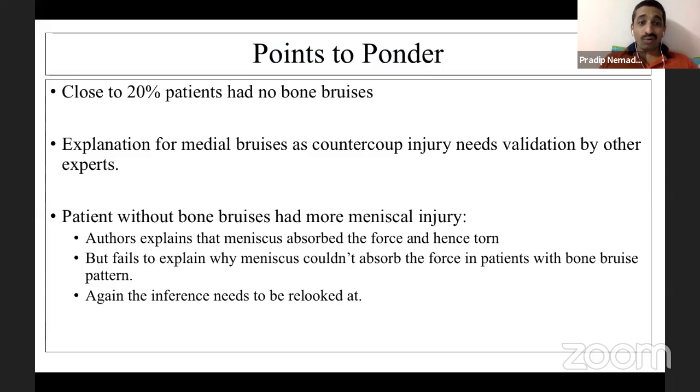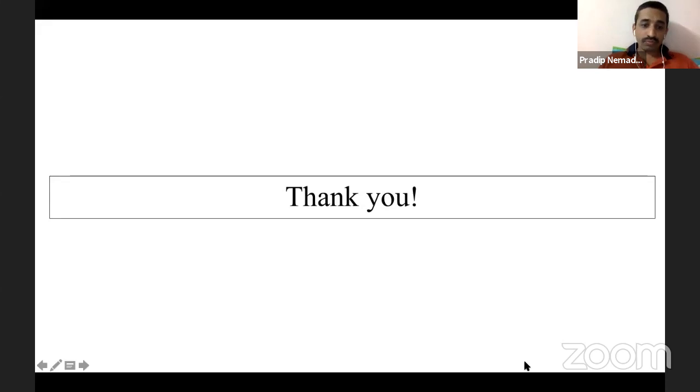Means whether that counter-coup injury can cause a medial bruise or not, or it is just a different mechanism of medial bruise, that needs to be thought about, because that is just an explanation given by the author's interpretation. And patients without bone bruises had more meniscal injury. So the author explained that the meniscus absorbed the force, but fails to explain why the meniscus couldn't absorb the force in other patients where the bone bruise pattern was there. Again, the inference needs to be looked at. Thank you.